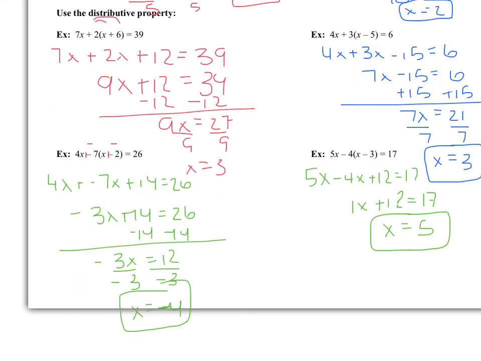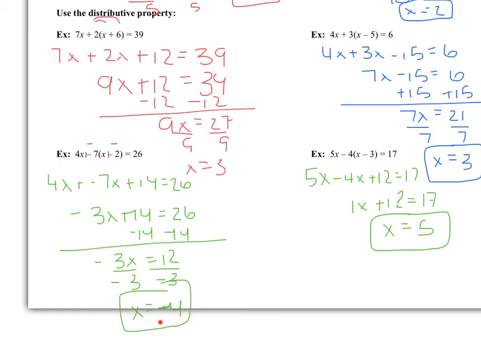So here the 3 got distributed, everything else came down. Working linearly, you end up with x equals 3. You can see that work and check what you have. On this one, when you distribute the negative 7, don't forget that negative 7 times a negative 2, that's why that's a positive 14.